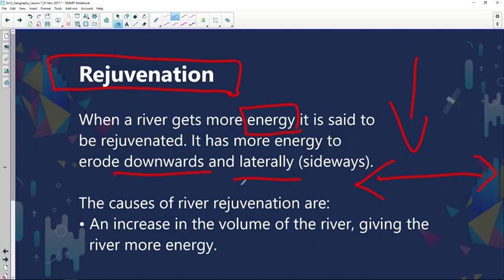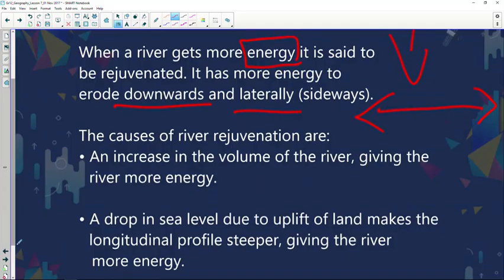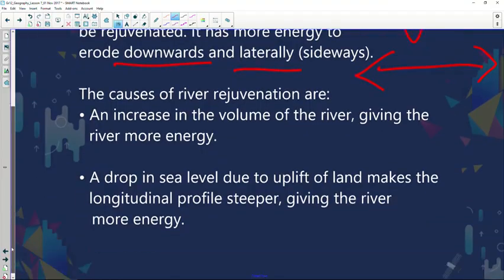Now, what causes rejuvenation? We add more water to this river system. That happens. Or the gradient becomes steeper. We're going to look at a couple of factors that cause river rejuvenation. Another reason for rejuvenation is there's a drop in sea level. Like I've mentioned, if the volume of water increases, it means the capability of erosion is more, because more volume causes more erosion. A second reason is a drop in sea level.